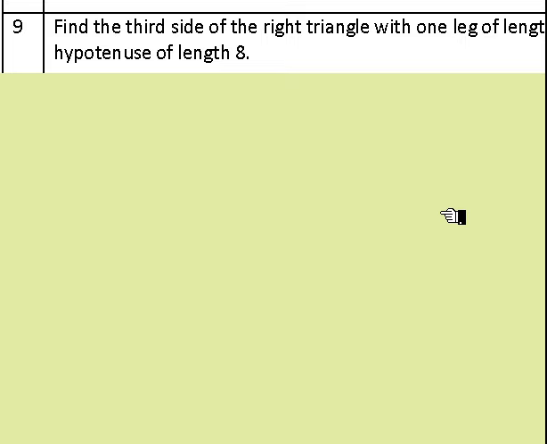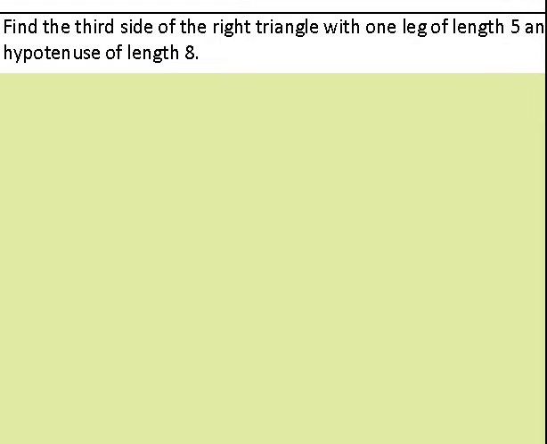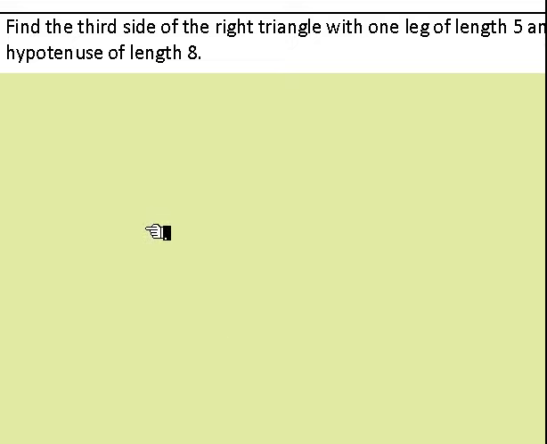All right, now we want to find the third side of the right triangle with one leg of length 5 and hypotenuse of length 8. All right, let me just show that over here. Okay, so again, let's just draw a picture. So one leg has length 5 and the hypotenuse has length 8. So put that as the long side across from the right angle, and this is the side that we want to find.